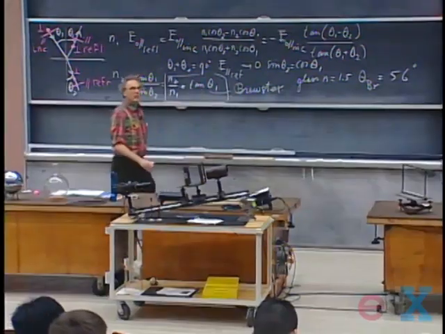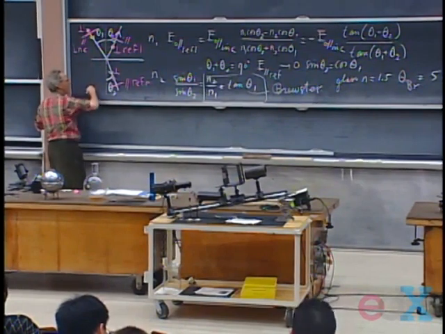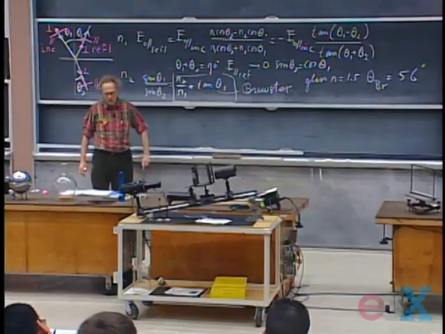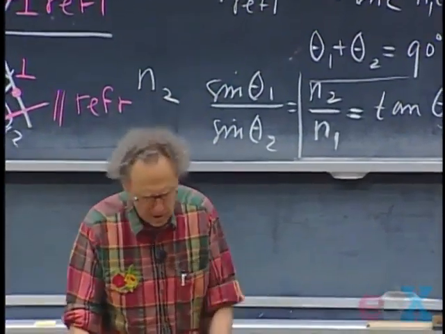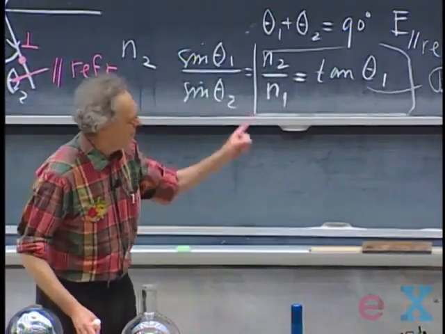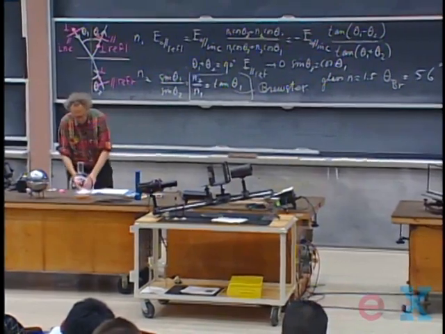I can also make linearly polarized light by going from glass to air, by bouncing it off this way. Then, of course, I have to invert this, and then you'll get a Brewster angle which is smaller, which is 34 degrees. But since I will do it from air to glass, I want you to concentrate on the 56 degree angle.